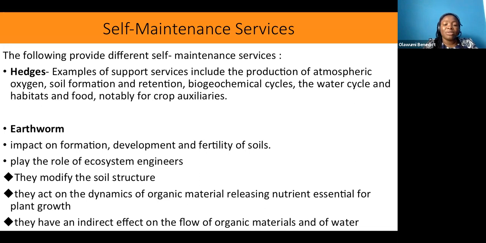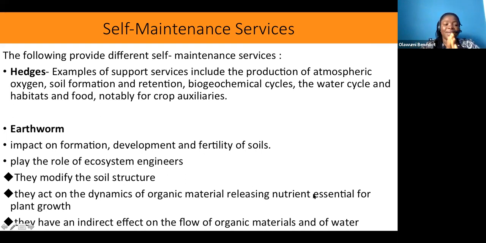Then they act on the dynamics of organic materials, releasing nutrients essential for plant growth. They eat this plant material and break it down, and then, like I said, they release the nutrients, the waste, back for us.